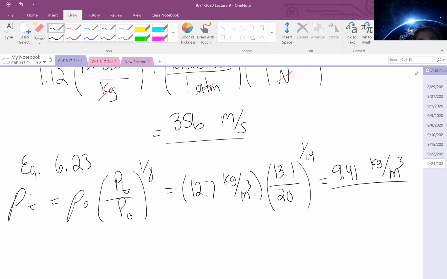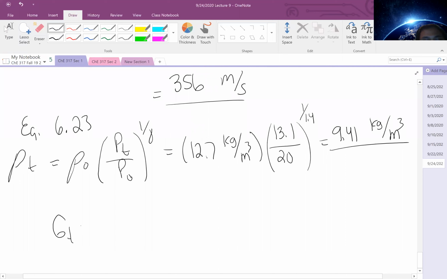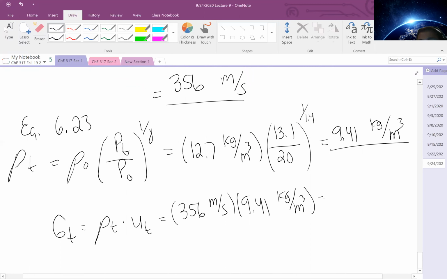So the good news is we have both the velocity at the throat as well as the density at the throat. And so to solve for the mass velocity, or mass flux, at the throat, it's simply the product of these two, or 356 meters per second times 9.41 kilograms per cubic meter, which gives us a value of approximately 3,348 kilograms per meter squared second.